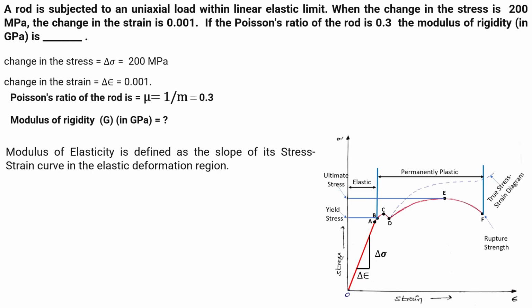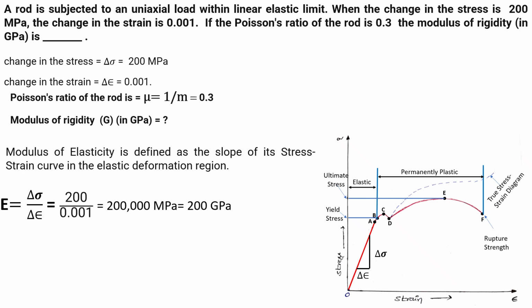We know that modulus of elasticity is defined as the slope of its stress strain curve in the elastic deformation region. So here modulus of elasticity E is defined as the ratio of change in stress divided by the change in strain. So modulus of elasticity capital E equal to delta sigma divided by delta epsilon, that is 200 divided by 0.001, which is equal to 200 GPa.